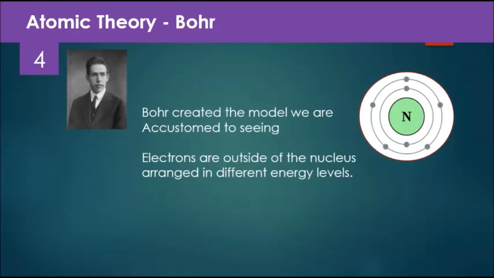And then finally we get to Niels Bohr, where his model is the model that I think many people are accustomed to seeing, especially in textbooks, where we have the nucleus in the middle and the electrons surrounding it, just like in previous models. But in Bohr's model, the electrons are in a planetary arrangement, just like planets orbiting the sun, and they're arranged in different energy levels.